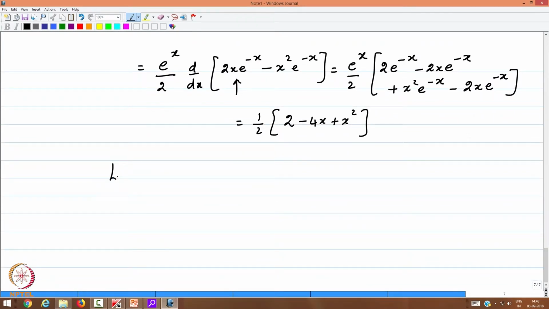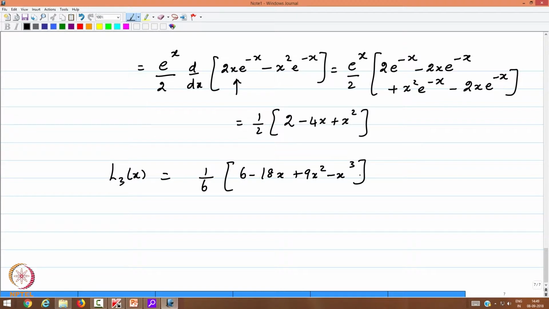One more derivative, L3 of x. I would leave it to you to actually get the form. Let me write down the final answer. L3 of x is given by 1 by 6, 6 minus 18x plus 9x squared minus x cubed.